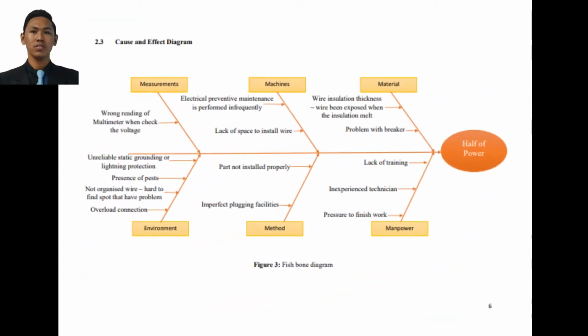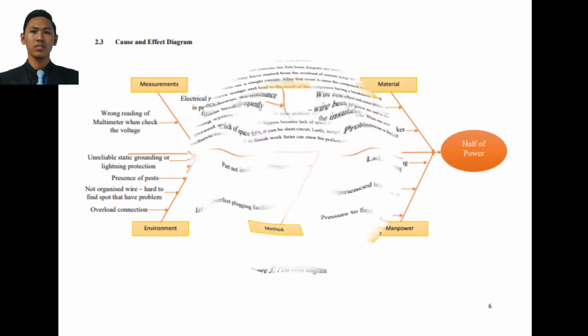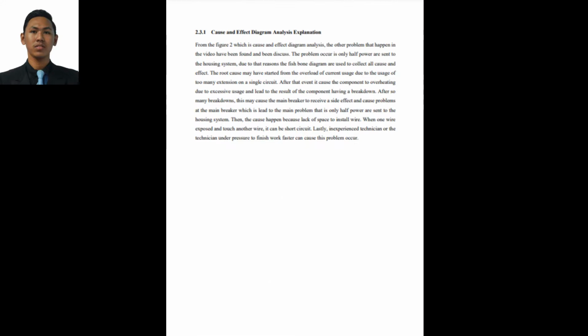The problem to be discussed here is half power. In this fishbone diagram, the problems found were wrong machine reading, lack of maintenance, overload, connection parts not installed properly, and technicians lacking training to do wiring.